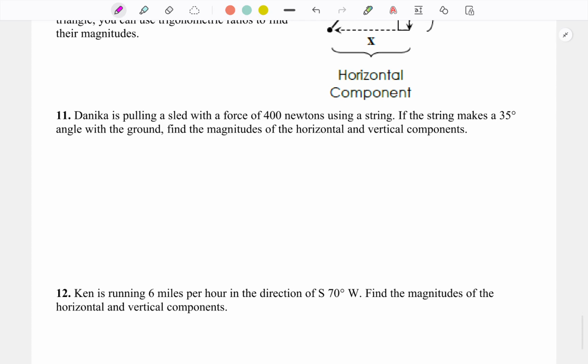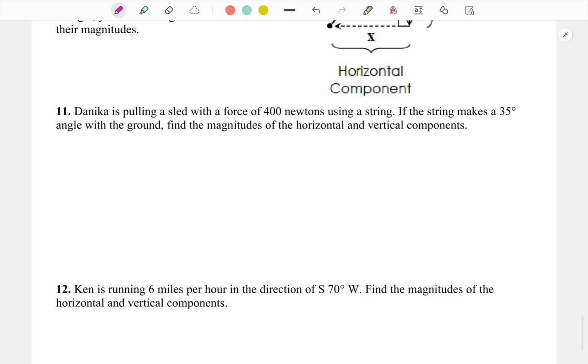So on 11, Danica is pulling a sled with a force of 400 newtons using a string. If the string makes a 35-degree angle with the ground, then find the magnitudes of the horizontal and the vertical components. So she's pulling the sled with 400 newtons. We need to find the horizontal component, which we can call X, and the vertical, which we can call Y.